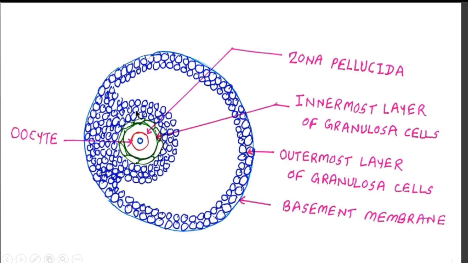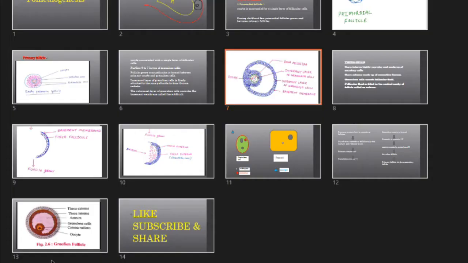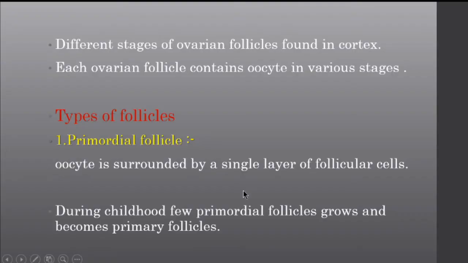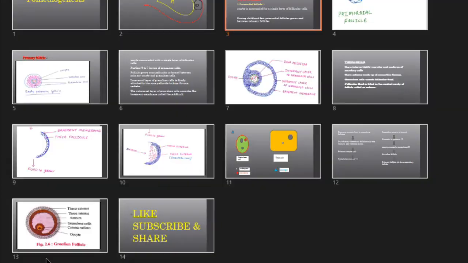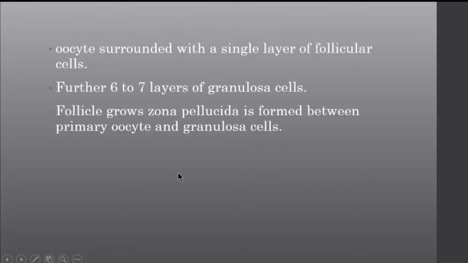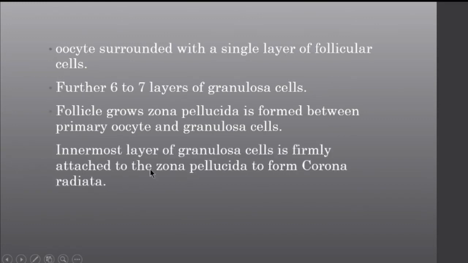Okay, so we'll see later on there are two types of granulosa cells found. I will make a specific video on that later on. So during childhood this is completed, sorry. Okay, so as the follicle grows, the zona pellucida is formed. We have seen that, and as the follicle grows, the zona pellucida is formed.